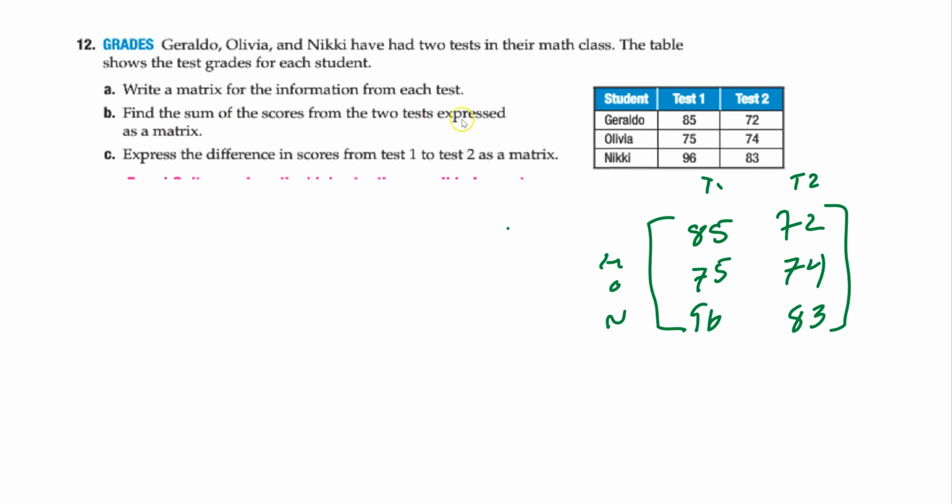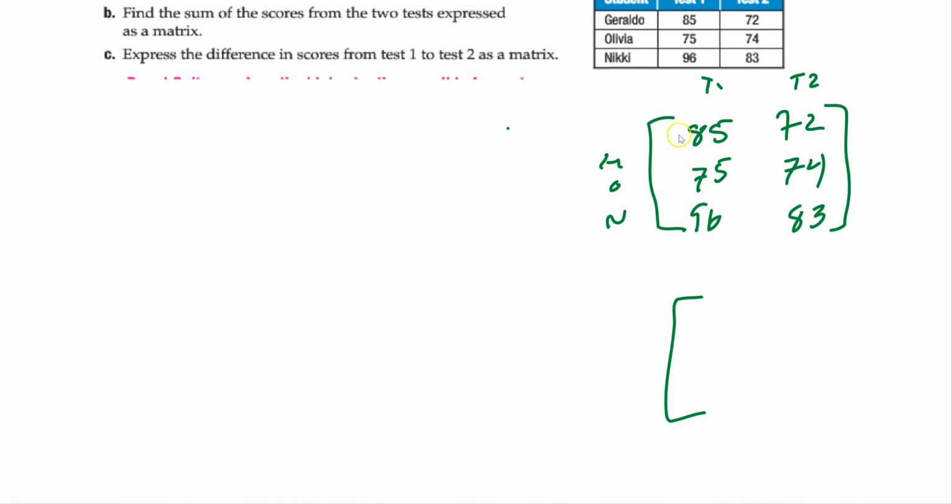Find the sum of the scores from the 2 tests expressed. So, I'm going to add the 2 tests. So I'm going to get 154, 149, and then 96. So it's 179. So those are sums of 2 tests. So that's how well they did on the tests.